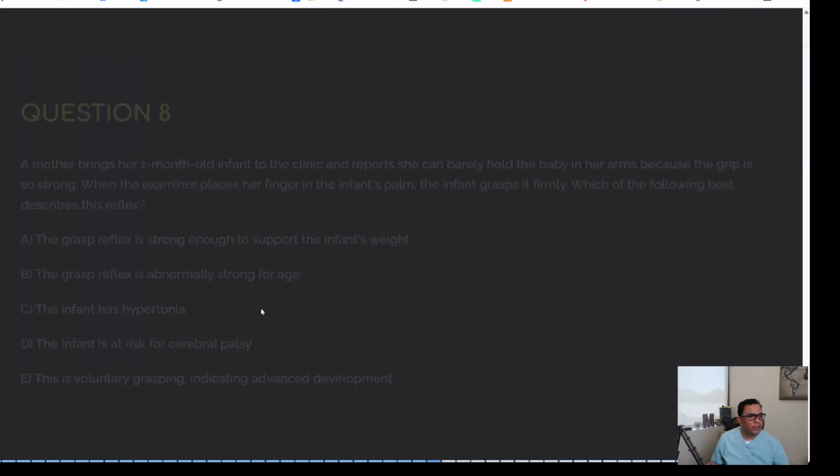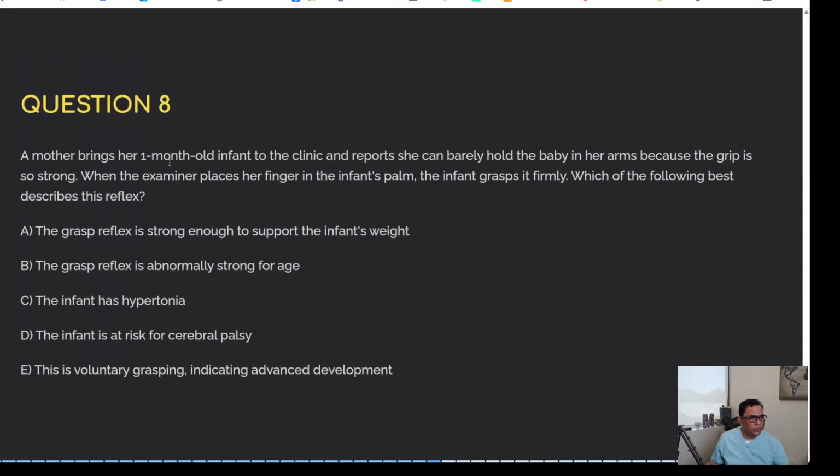Okay, palmar. A mother brings her 1 month old infant to the clinic and reports she can barely hold the baby in her arms because the grip is so strong. When the examiner places a finger in the infant's palm, the infant grasps it firmly. Which of the following best describes this?